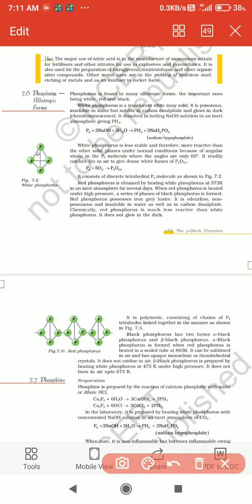Today we are going to discuss phosphorus, its allotropic forms, and phosphine preparation methods and properties.